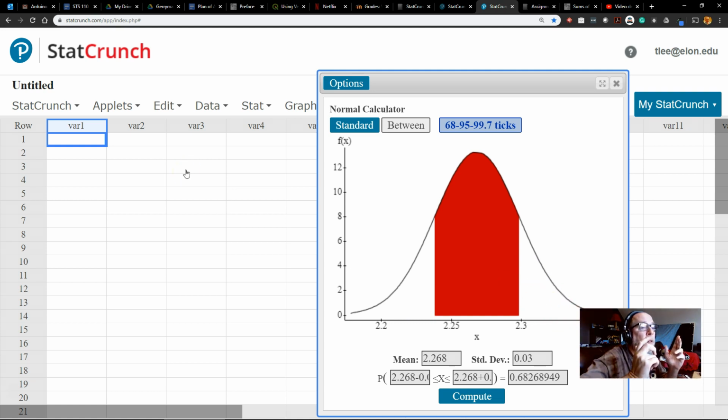So that's how to do that. And it just points out that it would be useful to know the empirical rule. It's useful to have some paper and a pencil. Useful maybe to have a little calculator. Or you can use this applet in here.